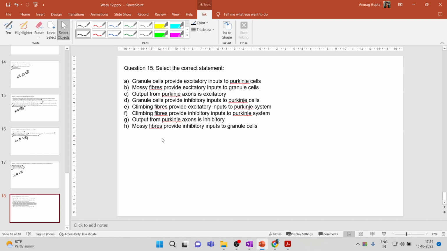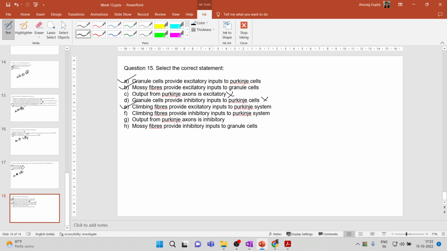Okay, the final question for this week. Select the correct statement. The granule cells provide excitatory inputs to the Purkinje cell. This is correct. We have seen this in one of the images before. Mossy fibers provide excitatory inputs to the granule cells. This is correct. Output from the Purkinje axons is excitatory. This is false, it is inhibitory. Granule cells provide inhibitory inputs to the Purkinje cells. We just saw this. False. Climbing fibers form excitatory inputs to the Purkinje system. This is correct.